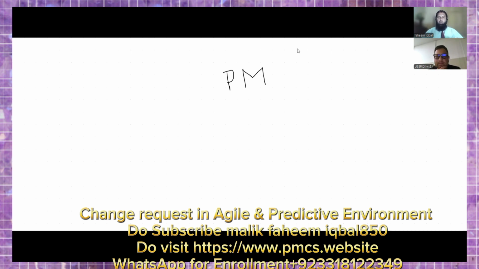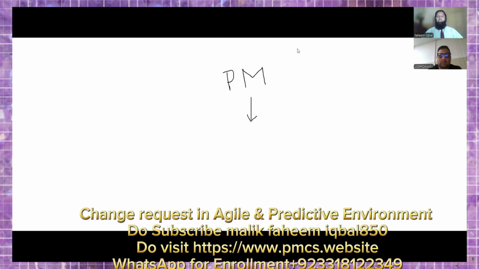First I will explain when the PM collects requirements from the team. When the team raises a change request, it goes directly to the PM, and the PM will evaluate the change request and do a detailed impact analysis. First, the project manager will check whether the change request is affecting the deliverable or not.